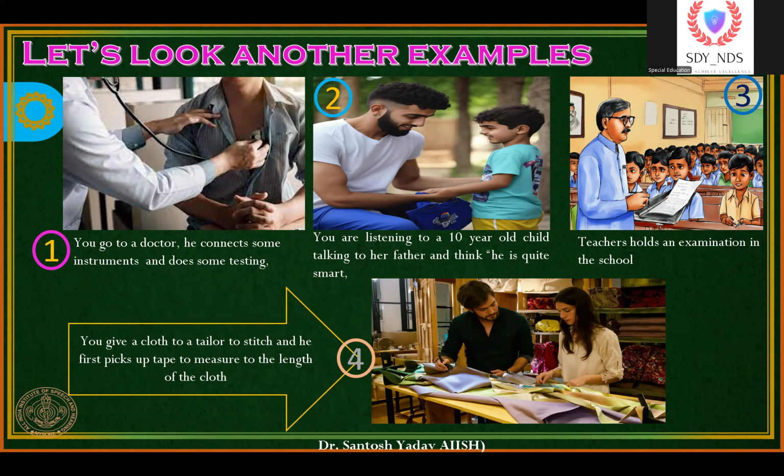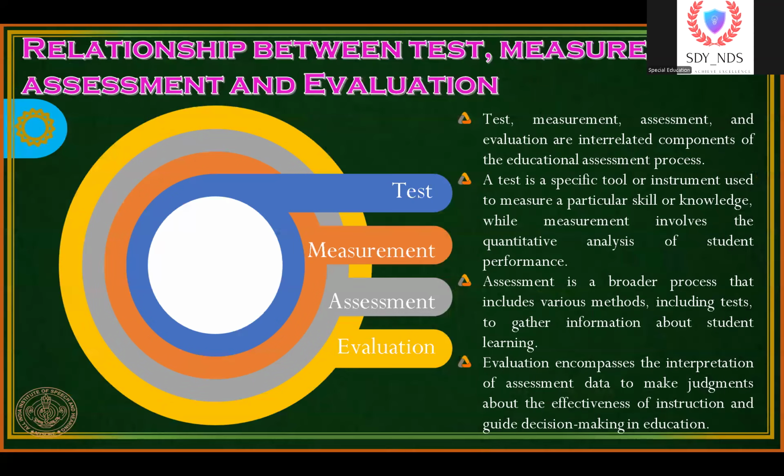So measuring the length of cloth is converting the quality to the quantity. The length of the cloth is in a qualitative manner, and he is measuring with the tape and saying it's 2 meters, 3 meters, whatever the meters. So that's the quantity. Then we already discussed test, measurement, assessment, and evaluation. Test is one of the instruments. Measurement is, whatever test we do, we are collecting the information. If the information is in quality, converting the quality into quantity is called measurement. And then assessment.